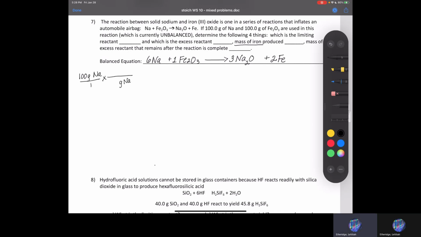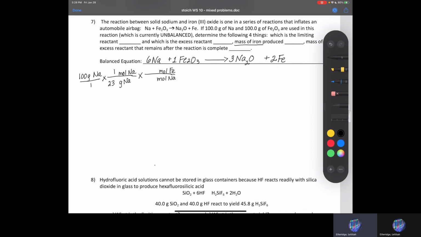Gram in the numerator, gram in the denominator, mole on top. 1 mole is 23. It's actually 22.99, but it's okay, I'm going to round it up. I'm going to use my mole ratio. I have mole of sodium on the top, so I need mole of sodium on the bottom, which means I have mole of iron on top.